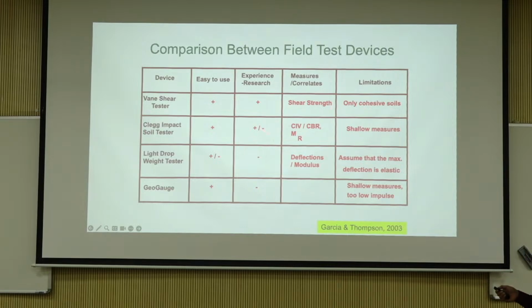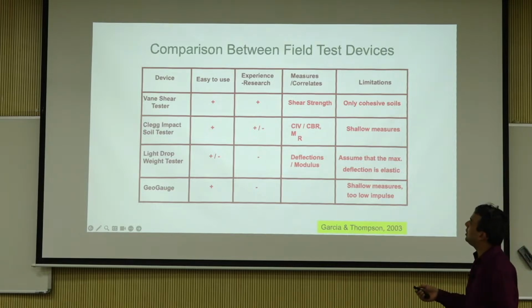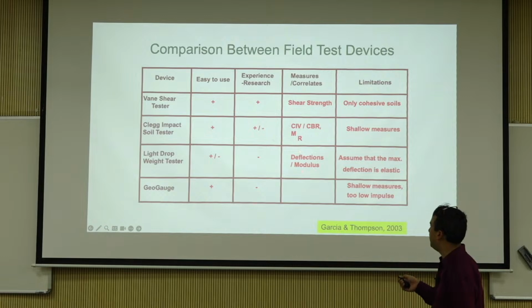This is actually an interesting thing. Vane shear test, easy to use, yes. Clegg impact, yes. Light drop weight tester, yes. GeoGauge, yes. Experience in research, vane shear, yes, you have quite a bit. Clegg impact, not really. Light drop testers and GeoGauge, no. What do you measure? Vane shear measures shear strength. Clegg impact measures kind of CIV, and then you can correlate to CBR and MR. Lightweight drop tester, deflection modulus.